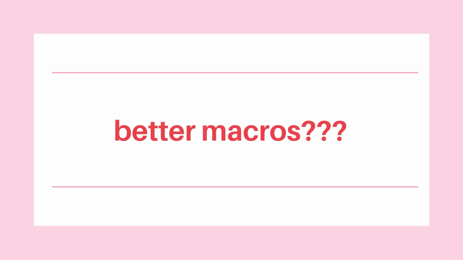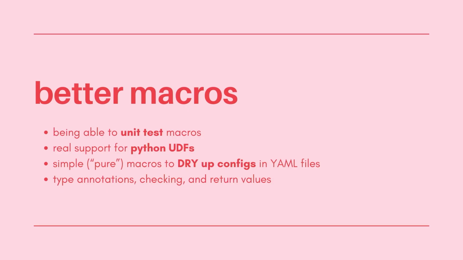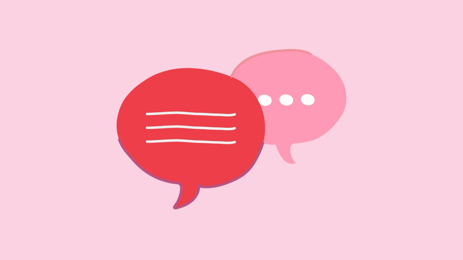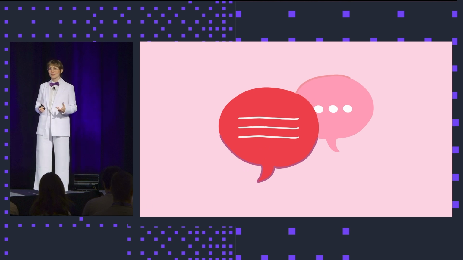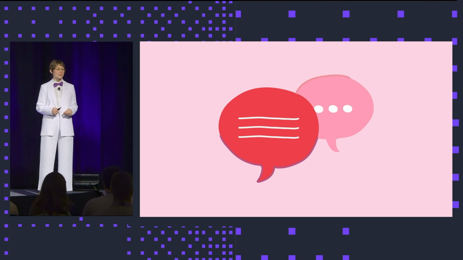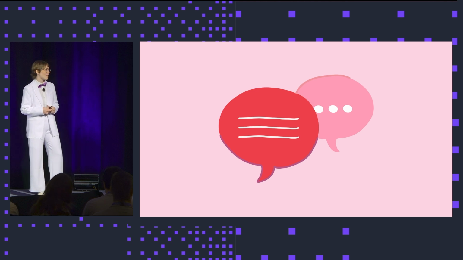Specifically, we've seen a lot of feature requests open under the theme of better macros, so things like being able to unit test your macros, native support for Python UDFs. But really, we want to hear from all of you. What do you struggle most with when using dbt core today? What custom solution have you had to hack together multiple times that you wish dbt just offered out of the box? Whether you use dbt core or dbt cloud or some mixture of both, we want to hear all of your feedback and thoughts.